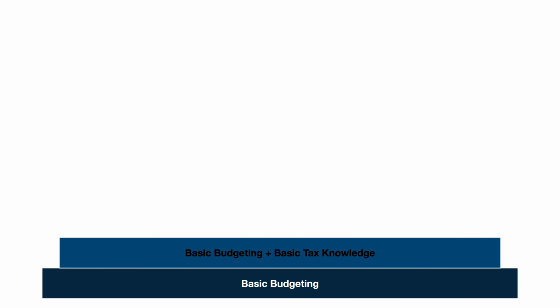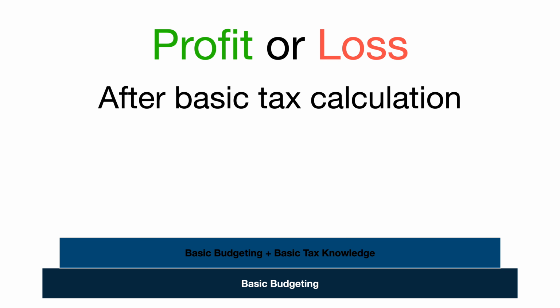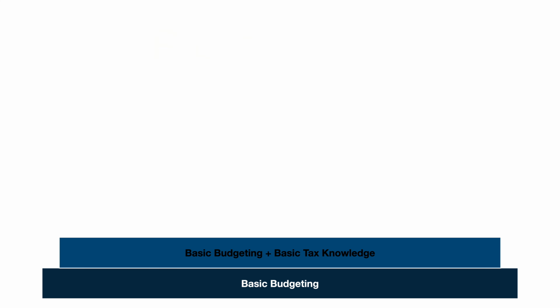The second level of the pyramid is going to be similar. It's going to be basic budgeting plus basic tax knowledge. And so if you are on this level, you should be able to know how to calculate a profit or loss after you make a basic tax calculation. So if you remember from Financial Math 1, roughly 30 to 35% will be taken out for most people from taxes. So you've got to figure out if you can turn a profit or loss after you are able to take out a rough tax estimate. You don't have to be a tax guru on it, but just know how to make that basic tax calculation and then do your profit or loss after that.